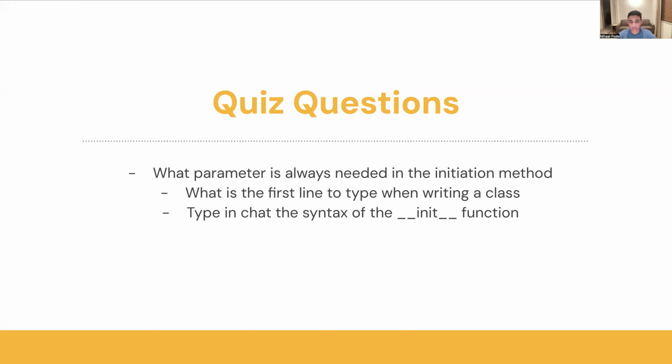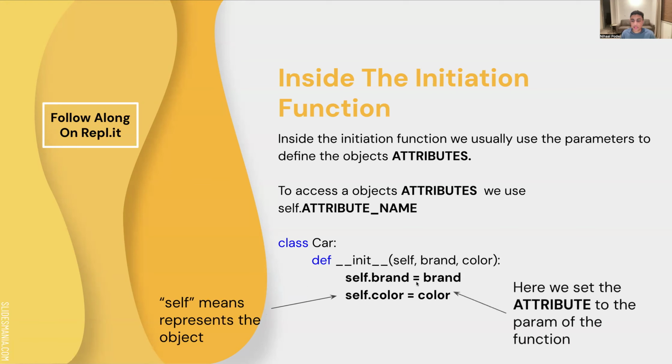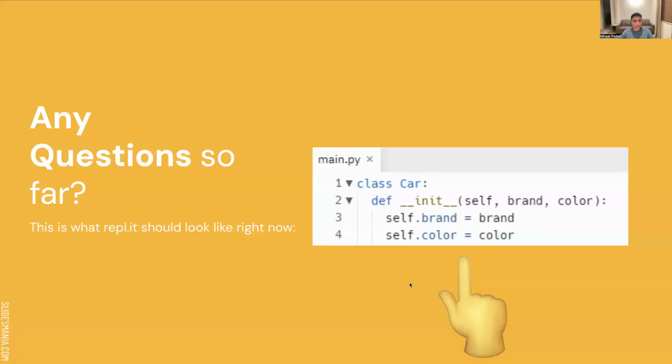Alright, now let's continue on. Inside the initialization function, we usually use parameters to define the object's attributes. To access the object's attributes, we use self.attribute_name. So as you can see here, class Car, and we have our defining function, and we've got self.brand equal to brand, and self.color equal to color. Self, once again, means the object itself. You should remember this. And here we are setting the attribute to the parameter of the function.